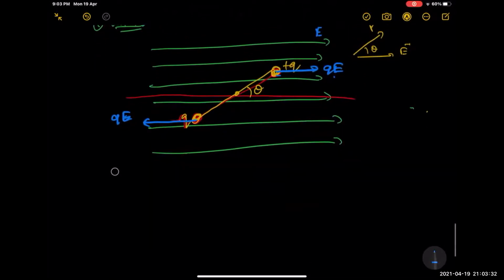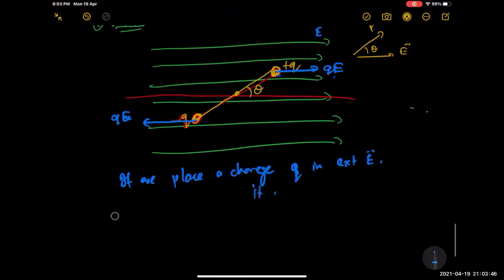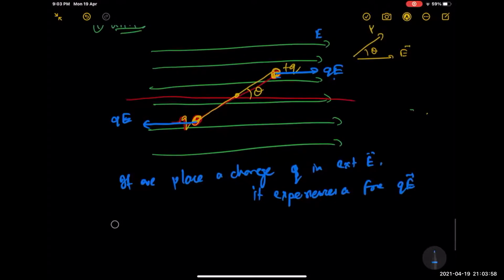See, you write this: if we place charge Q in external electric field E, it experiences a force QE. So everyone understood that the positive charge will experience a force on the right side, and a negative charge will experience a force on the left side.